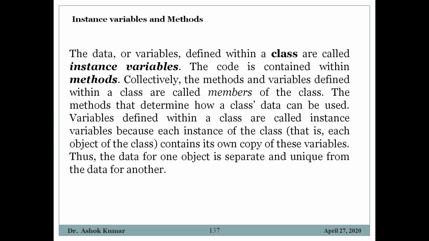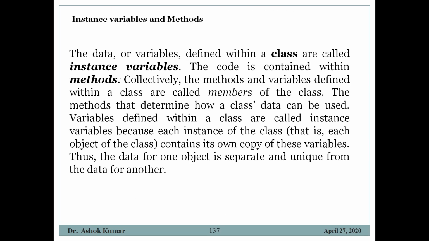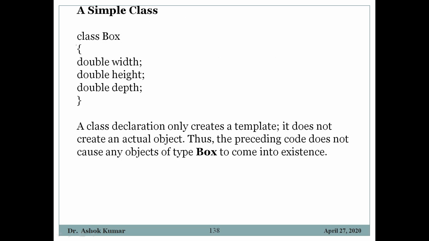Then there is another example based on that. I'm going to show you one example of this in the coming slide. Instance variable and method. What is an instance variable? We are going to discuss it soon. So this is a simple example of a class. This class is representing a box. So a box basically has three attributes. It can have some width, height, and depth. So these three variables are representing the width, height, and depth of a box.